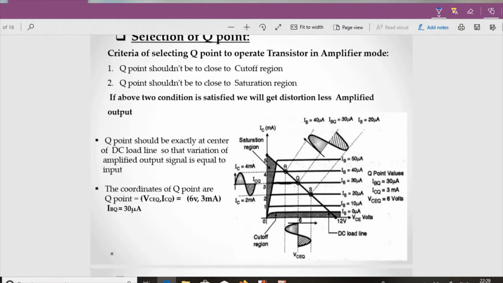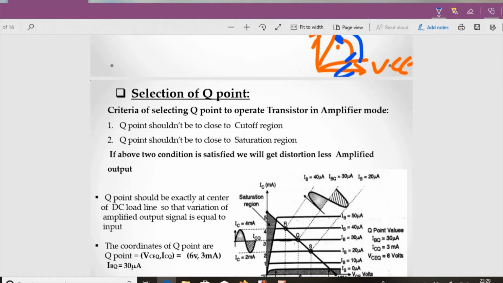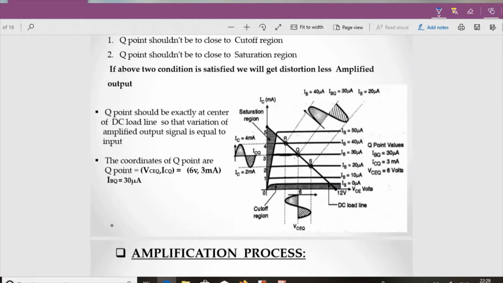So let's first understand what the output is and how it is working. Once we are given the biasing points, this procedure of selecting the Q point means your transistor has been set in an amplifying mode, and after that you are given the AC input signal. When your AC input signal is given to this selected point, which is almost at the center of your load line, you will not have any distortion. Now why? The Q point should be exactly at the center of the DC load line, so the variation of the amplified output signal is equal to the input. And the coordinates of the Q point are VCEQ and ICQ.